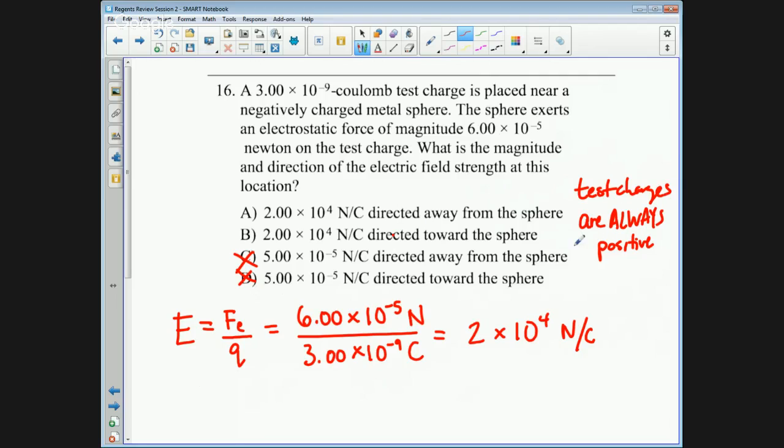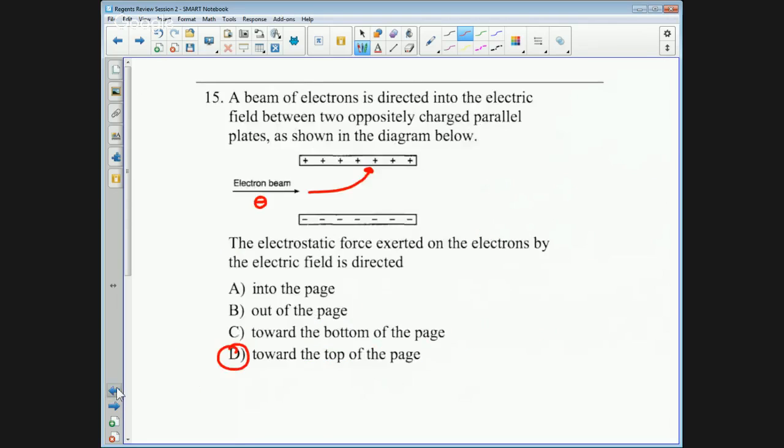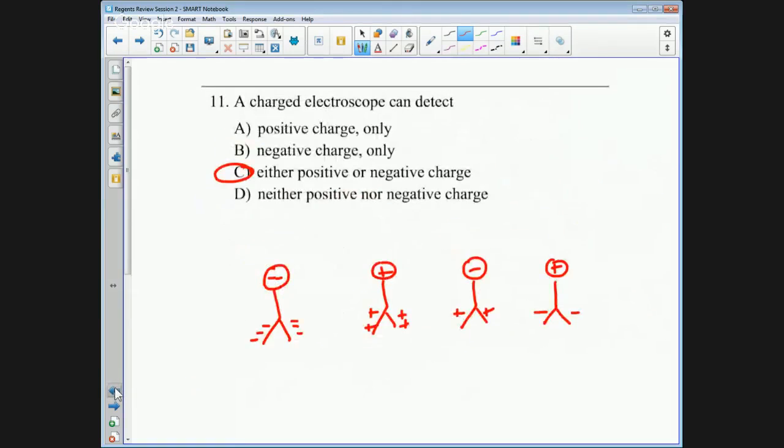Okay, Nick, I will go back to number 8 in a minute. So test charges are always positive. So if it's brought near a negatively charged sphere, that means it's going to be directed towards the charge. So that's part B. So Nick, let me go back to question 8 so that I got it wrong.